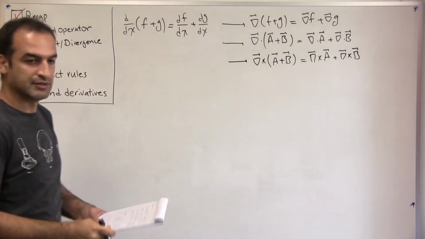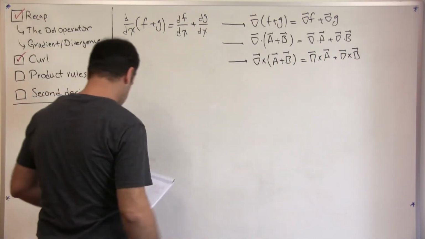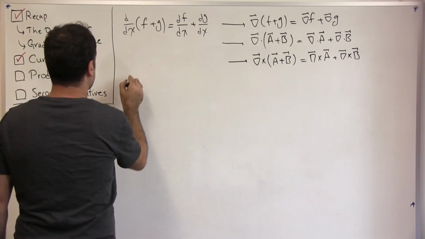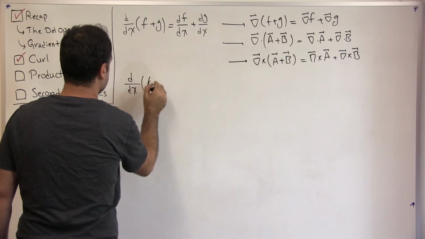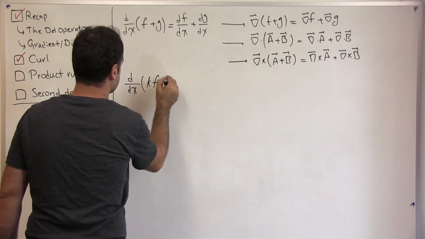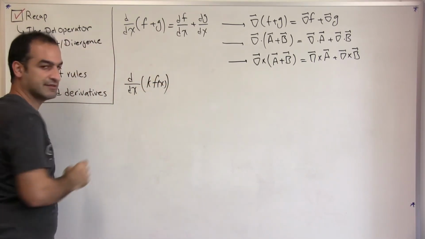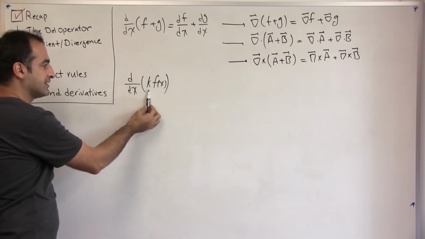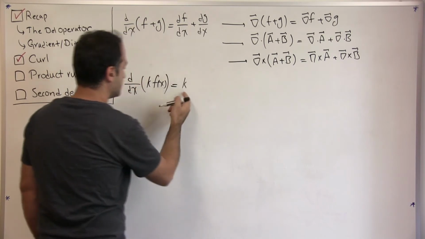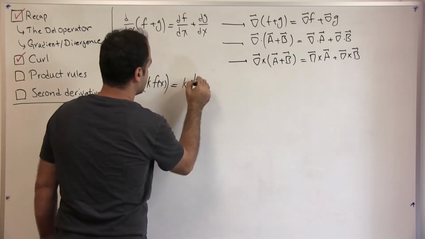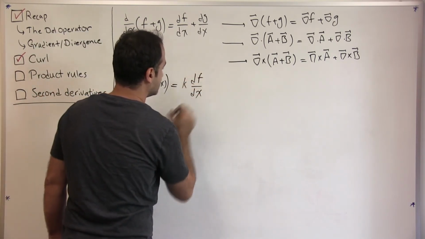Okay, so this is for addition of two functions. Another thing, if you take the derivative of a constant times a function, imagine k is a constant and f(x) is a function. That is equal to k. You can take the constant out and then take the derivative, df over dx.